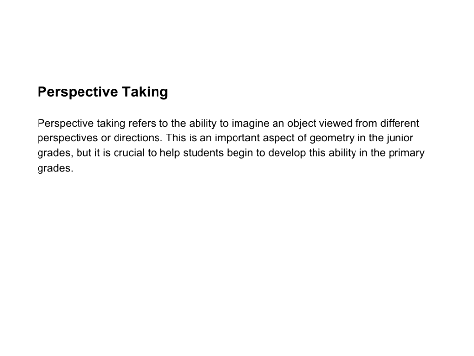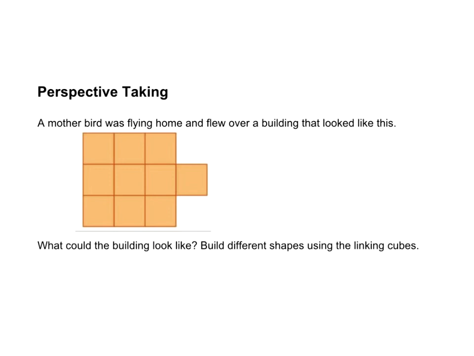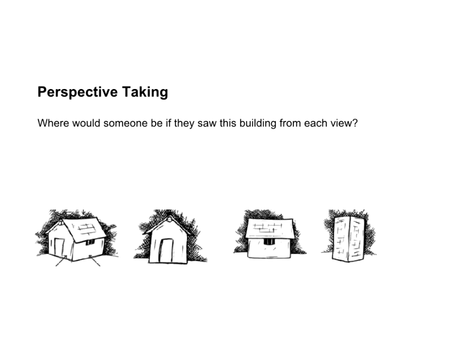And finally, perspective taking. Again, it's that ability to move your body in space and imagine. So we did tasks like a mother bird was flying home and flew over a building that looked like this. What could the building look like? Build all the different shapes using linking cubes. Then we moved to something more abstract where we showed drawings. Where would someone be if they saw this building from each view? And you can see how you can easily do this in an FDK class where kids are building with the blocks. And you ask them, what would you draw if you looked down on your tower? What would you draw if you were laying on the floor looking at it from the front? So giving those prompts and providing those opportunities.